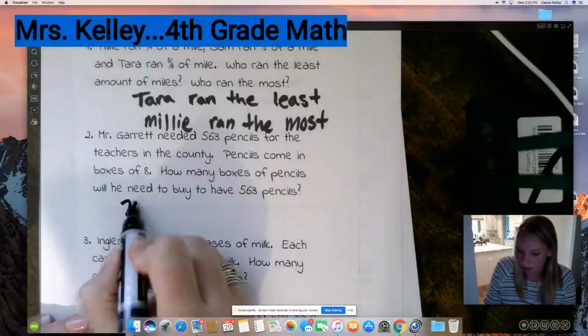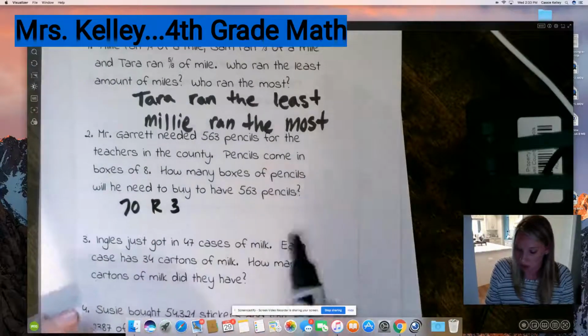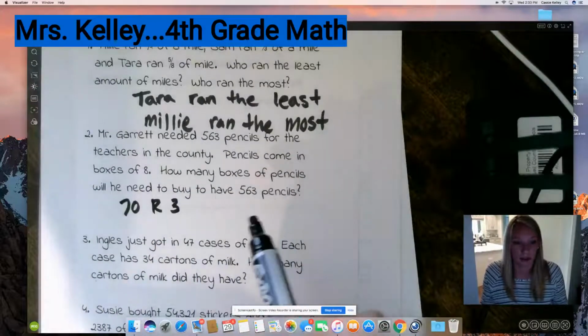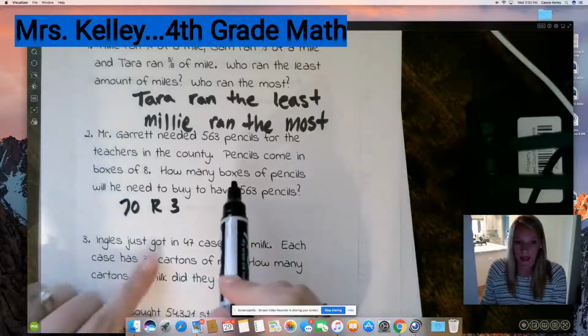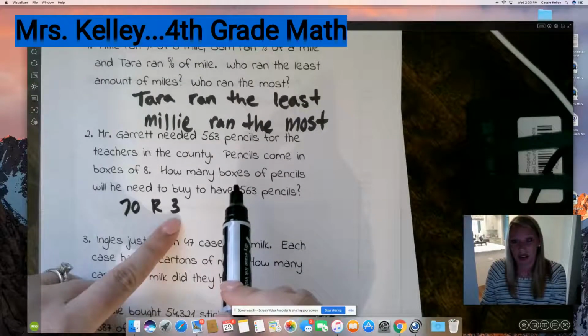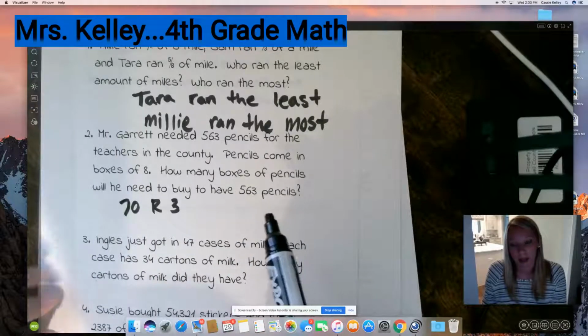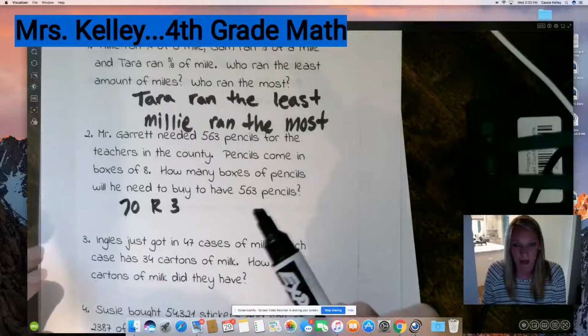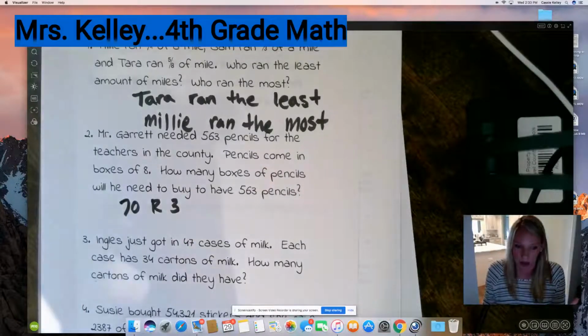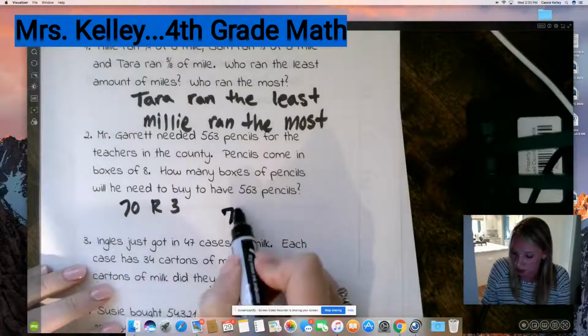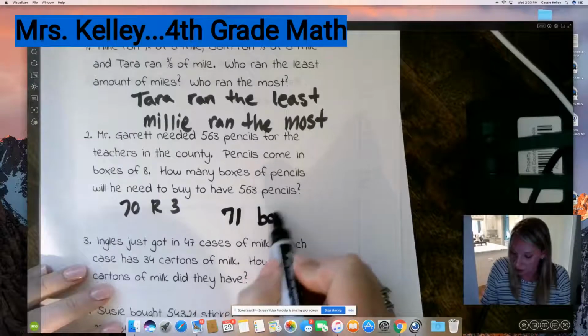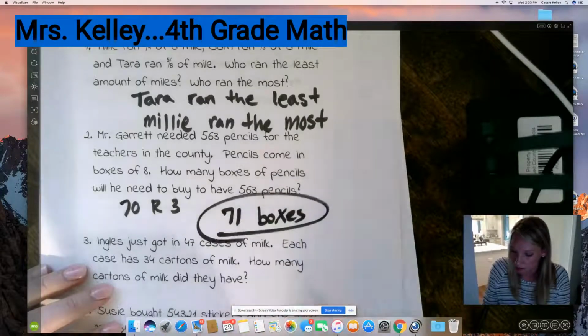Now, if you're buying boxes of pencils and he is responsible for handing these out to the teachers in the county, can he just say, oh, sorry, you guys don't get pencils? No. So he's going to have to buy an extra box of pencils because it's way better to have a few extra than not enough, right? We'll have some mad teachers there. So he needs 71 boxes.